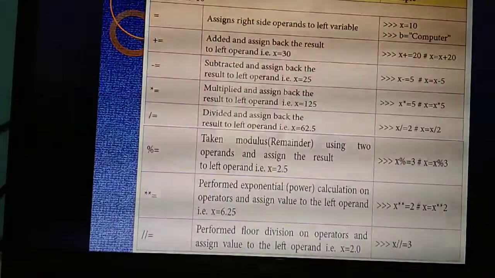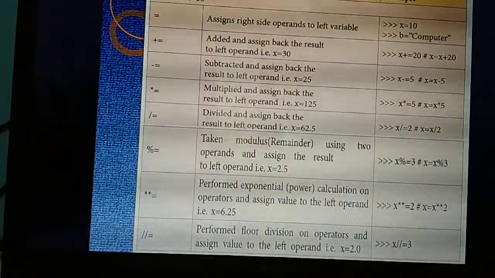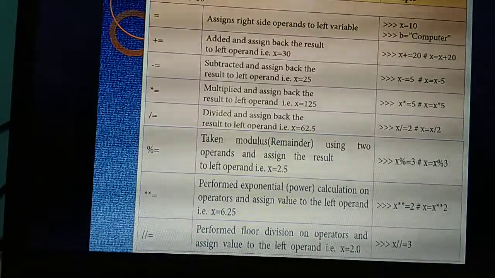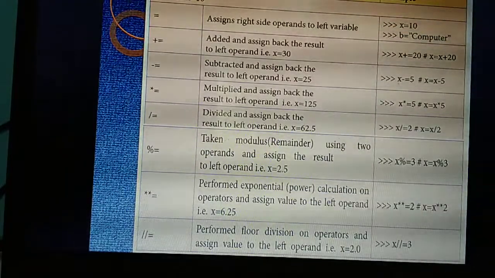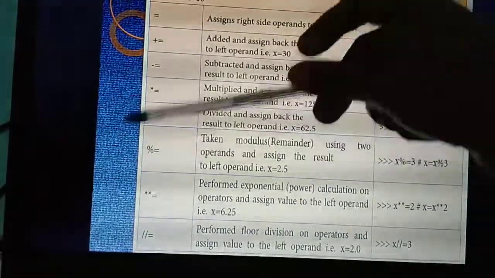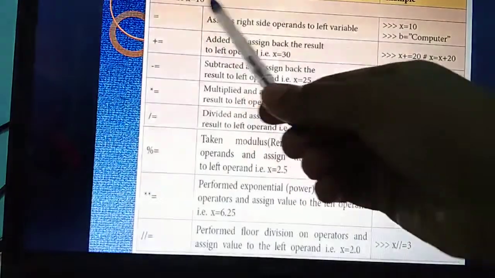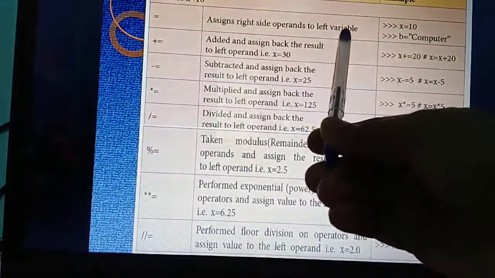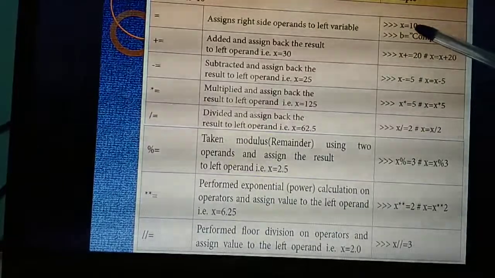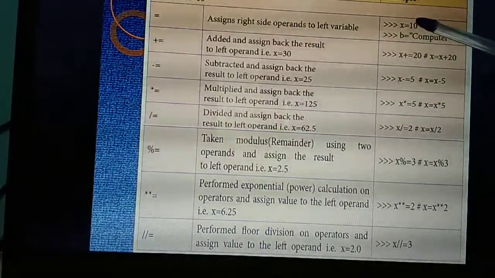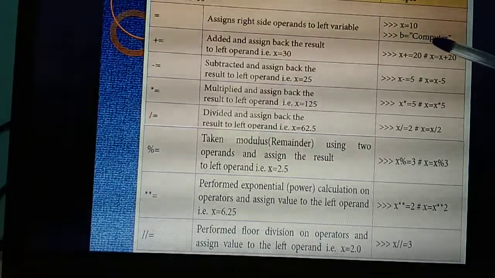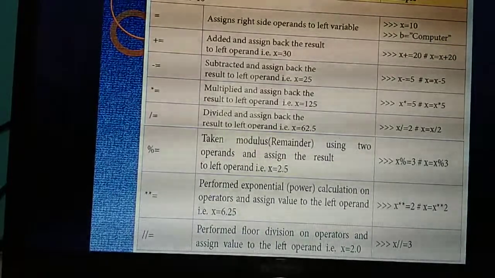Understand? The same example is given in your book. Read this one time, and I'll explain it in detail on the next page. Okay, listen. What's the use of equal to? It assigns the right side operand to the left variable. That means x equal to 10 means the right side value 10 will be assigned to the variable x. b equal to computer means the value computer will be assigned to the variable b.